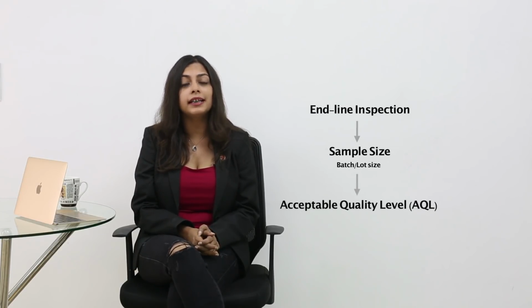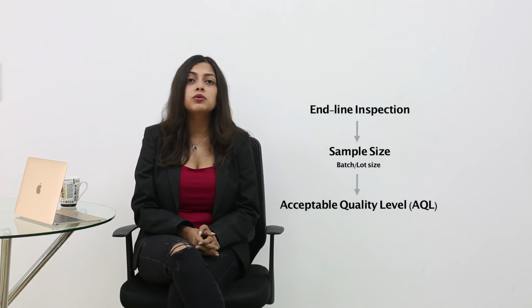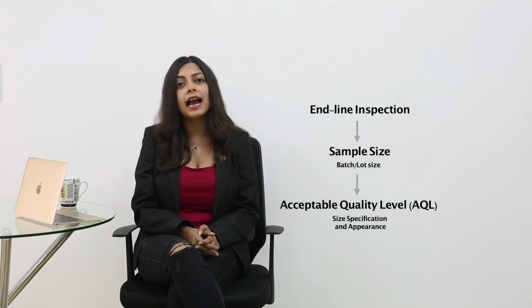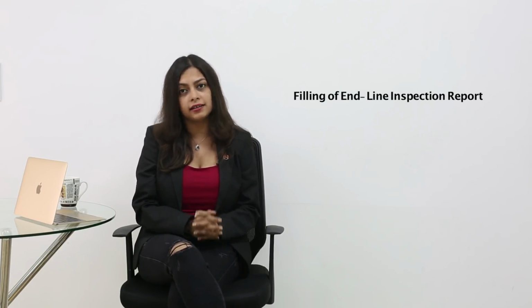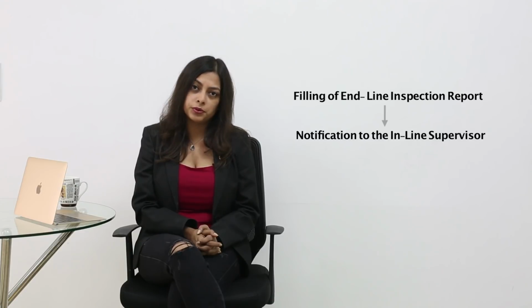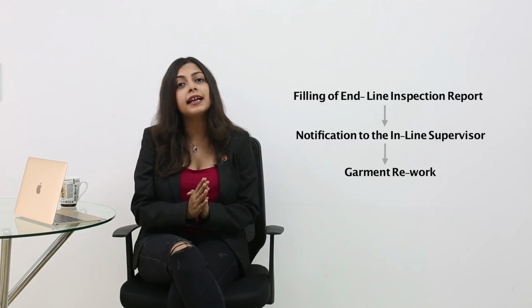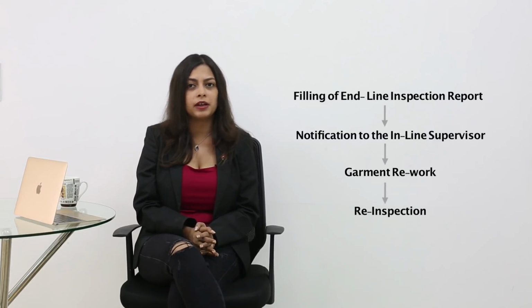The sample acceptance criteria is based on the acceptable quality level or acceptable quality limit as defined by the buyer at this stage. The garments are inspected for conformance to specifications of size and their appearance. Defective garments are stickered so that they are clearly visible and they are sent back for rework. The inline inspection report is duly filled at this stage and the inline supervisor is notified of all the defects that have been observed. The defective garments go back for rework. Once the rework is done, they are sent again for re-inspection at the inline inspection table.